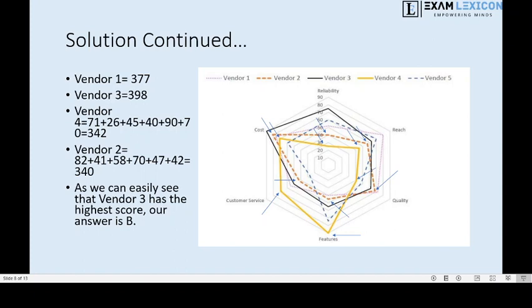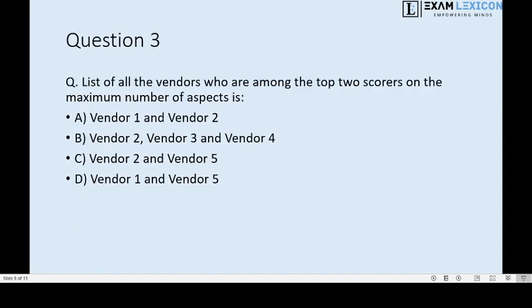Similarly, for this kind of diagram, the highest score will be the vendor having the highest area within the diagram. So again, as you can see, if you just picture the black closed figure, it has the maximum area just by your observation skills. So this kind of trick can save you a lot of time in the exam, but if you want to be sure, obviously calculating is the best way to do it. Okay, now proceeding to the next question.